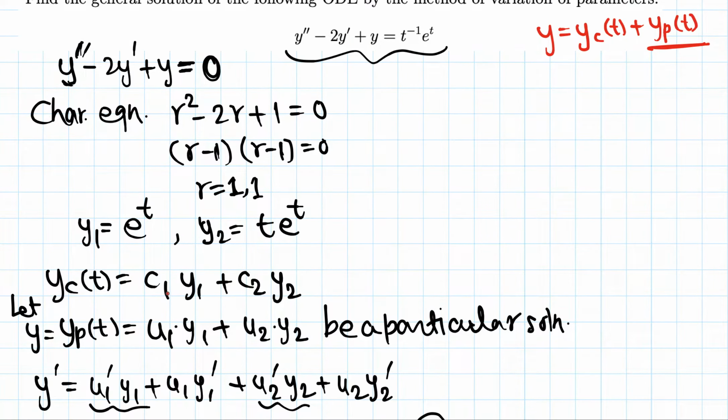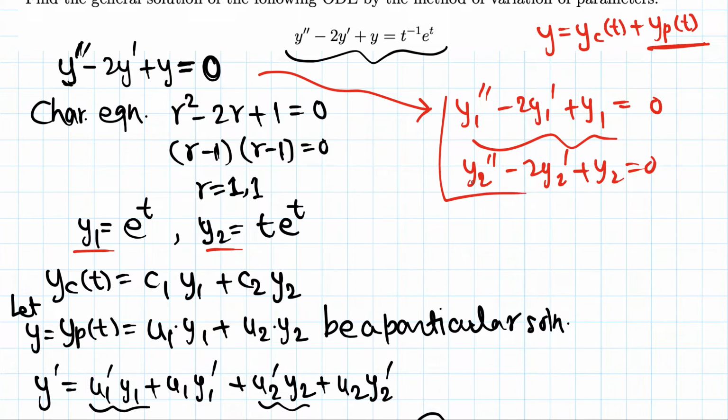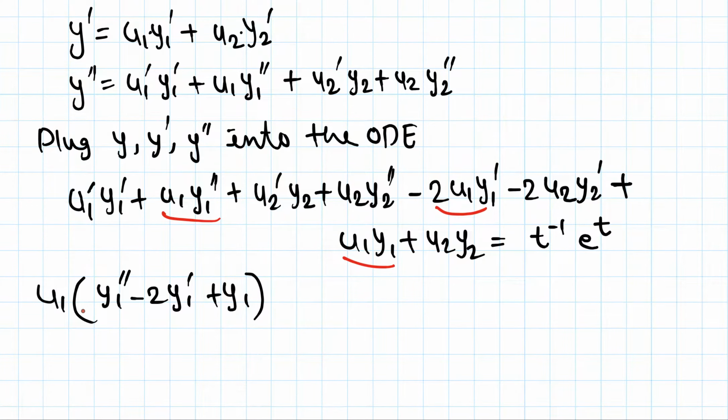Look at here. y1 and y2 are solutions of this. So y1 is a solution means when we plug in y1, y1 double prime minus 2y1 prime plus y1, that becomes 0. This collectively becomes 0 because y1 is a solution. And same thing, y2 is also a solution, which means y2 double prime minus 2y2 prime plus y2 is also 0. When we plug in the left hand side, that becomes 0. So we are using that fact. That's why I factored u1 out and this one is 0.